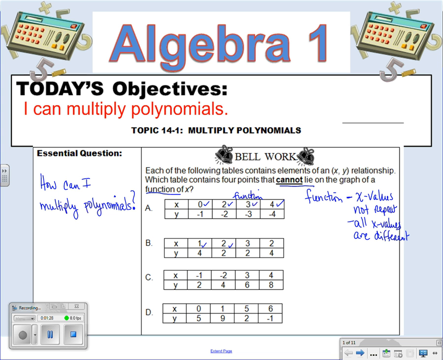B, we have 1, 2, 3, and then we have another 2. So we have a case here where the two x values repeat. This is not a function. That means these points do not lie on the graph of a function. Let's check C and D just to be sure. -1, -2, 3, and 4, they're all different. D, 0, 1, 5, and 6, all the x's are different. So my answer is B. That does represent 4 points that do not lie on a graph of a function.